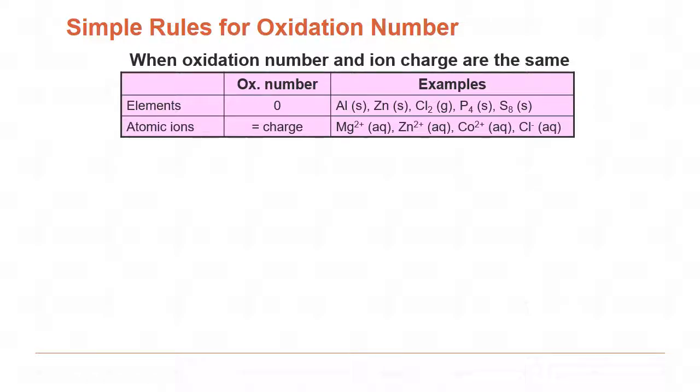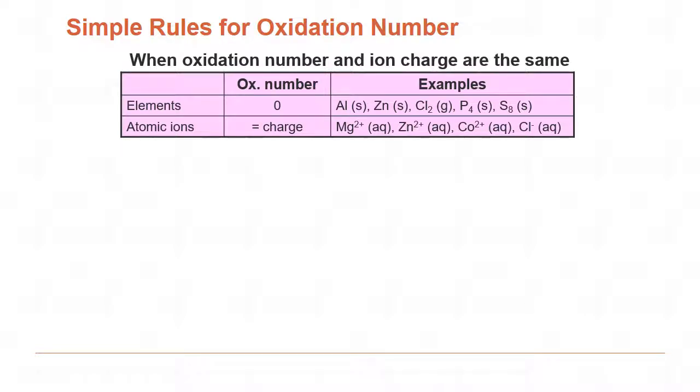So the first rule in finding an oxidation number for a species is if it's an element. In that case, an element is going to have a charge of 0. It doesn't matter how the element occurs, whether it's a metal like aluminum or whether it's a molecular species like phosphorus, then that is going to be an example of oxidation number of 0 for an element.